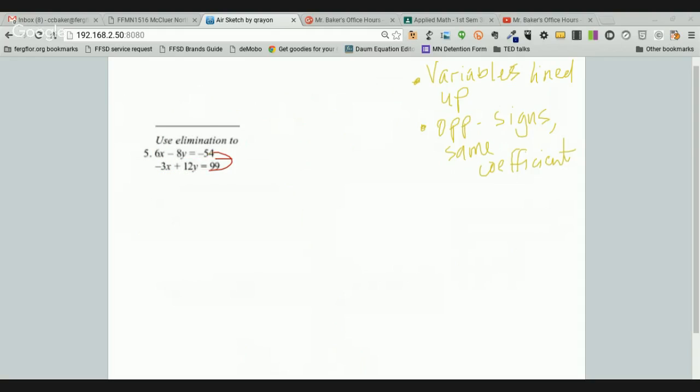So that's an option. If I wanted to eliminate the y's, see, those are opposite signs already, but 8 is not a multiple of 12, so if I wanted to do the y's, I would have to multiply both of the equations. I'm going to model both of those scenarios real quick.